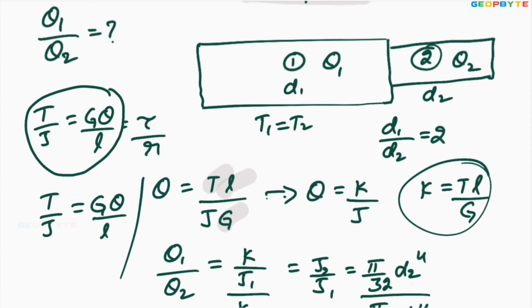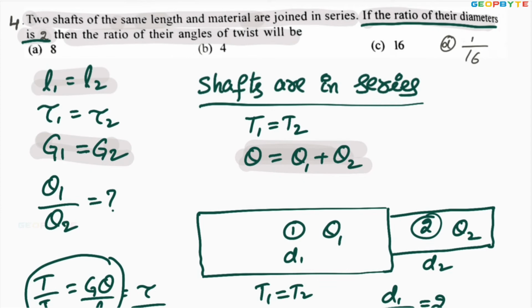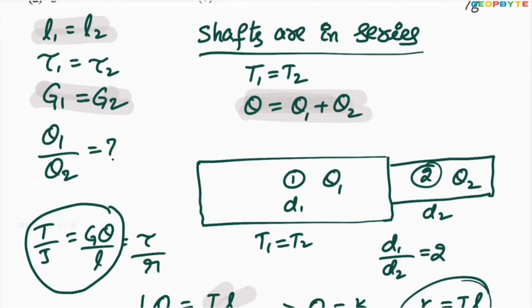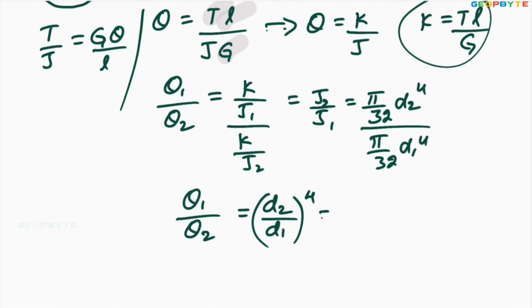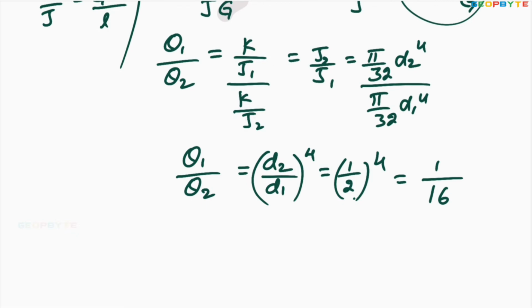But here the D1 D2 relation is given. What is the D1 D2 relation? D1 by D2 equal to 2. If D1 by D2 equal to 2, then D2 by D1 equal to 1 by 2. It is equal to 1 by 2 whole power 4. Simplify this value, 1 by 16. Therefore, angle of twist ratio theta 1 by theta 2 equal to 1 by 16. This is the answer for this particular problem. Look at the options.